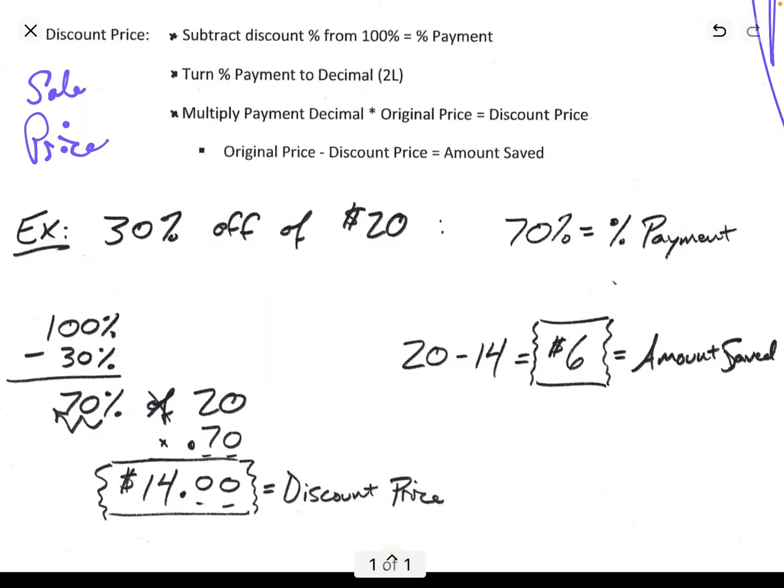So your sale price, which is also called your discount price, but you can use those terms interchangeably. The sale price is going to be how much actually comes out of your pocket after you apply your discount percentage. So that's one thing that we're going to be finding. That's the first thing that we're going to be finding. You can also find out how much you save, which we call the amount saved. You see right there.